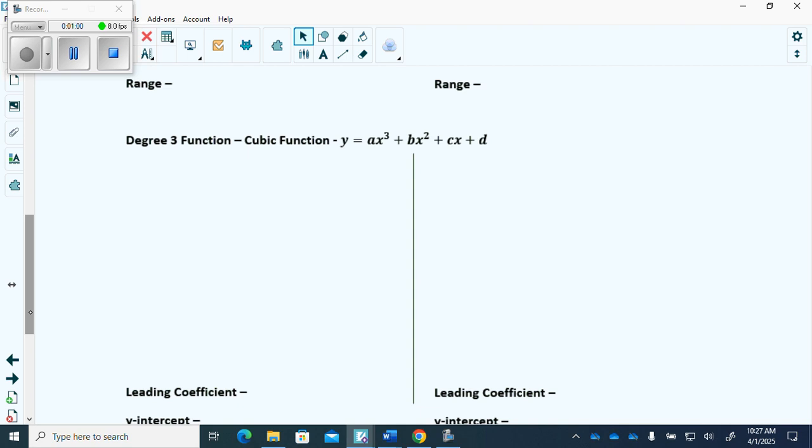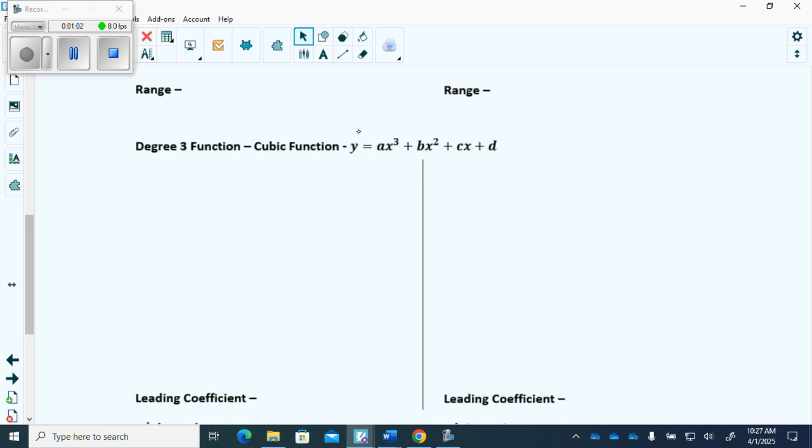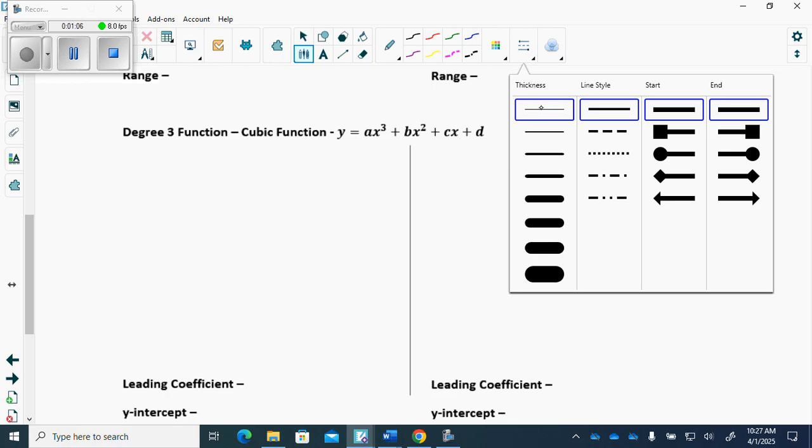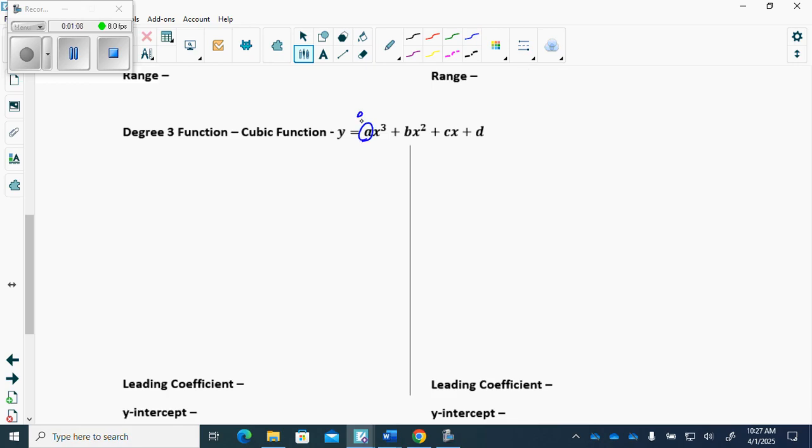Once again, this tells me how it ends on the right. And cubic functions are odd degree functions, so they're going to disco. They're going to go in opposite directions. So if it ends up on the right, it's going to end down on the left. If it ends down on the right, it's going to end up on the left. Okay, just like linear equations.